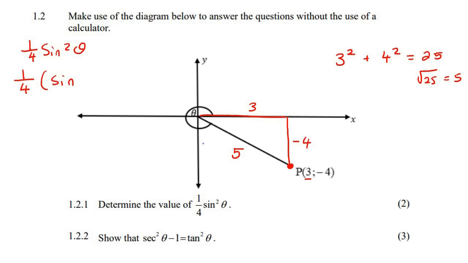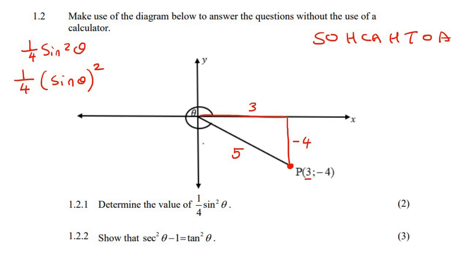You can say a quarter sin theta, and whatever that is, squared. So all that we really need to go find now is sin theta. So we can use SOHCAHTOA, or however else you like to do it. Some learners like to use y over r, x over r, y over x for sin, cos, and tan. That's also okay, whatever you're comfortable with. But I like this method.